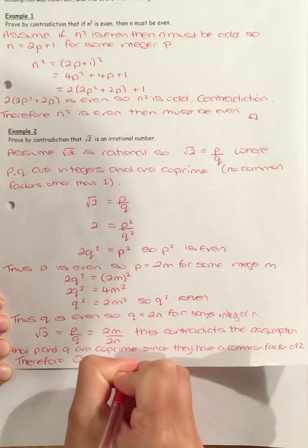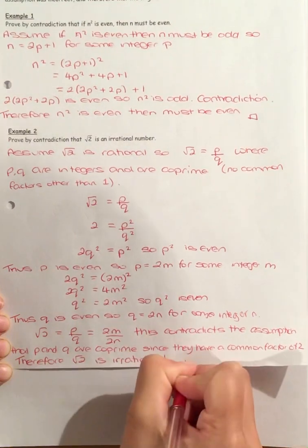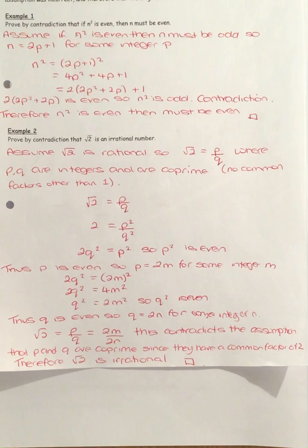And this is a really common exam question to get you to prove that root 2 is irrational, or maybe root 3 is irrational, or root 5 is irrational, and you're going to use the same logic with those.